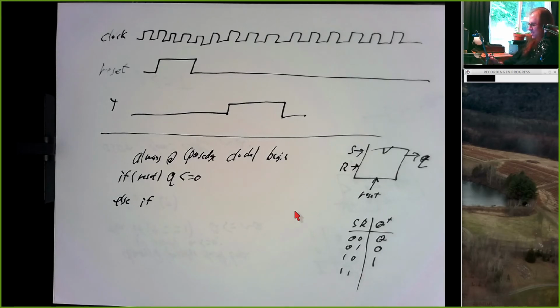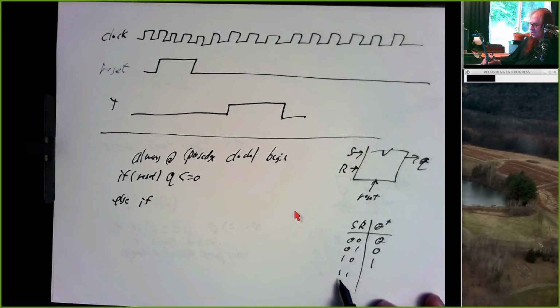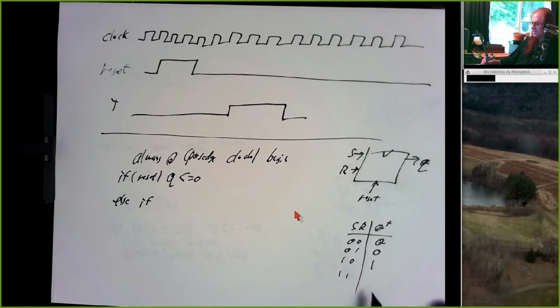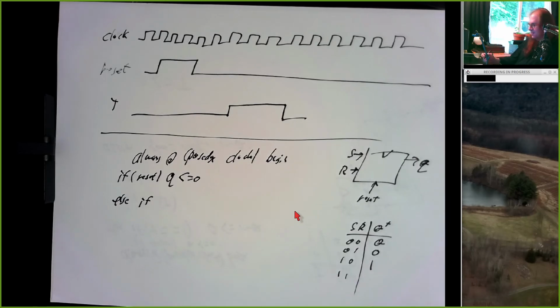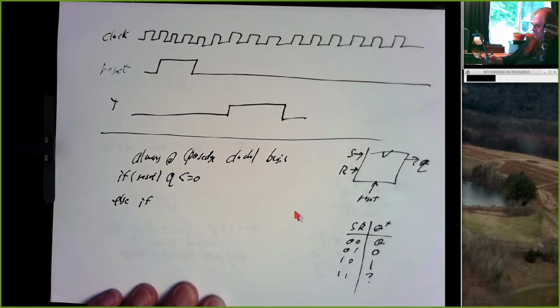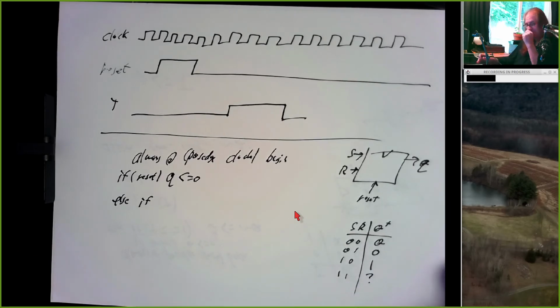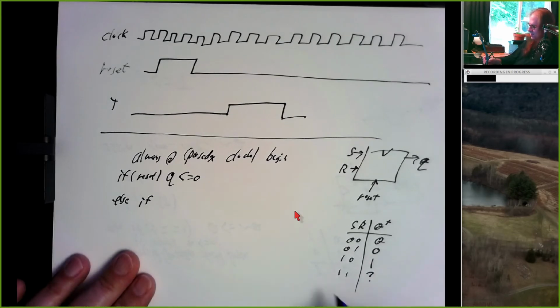Or we could say set is dominant, and so we'll pay attention to that 1 in S and make the output a 1. Or we could say the reset takes precedence, and that 1 in the R will force this to a 0. Or we could do what a JK device does and say, hey, we're going to toggle the output. But you got to decide what you want it to do, or just say, hey, this is undefined. So let's just worry about these three pieces up here.